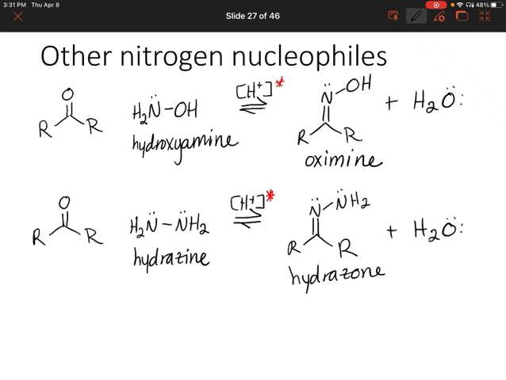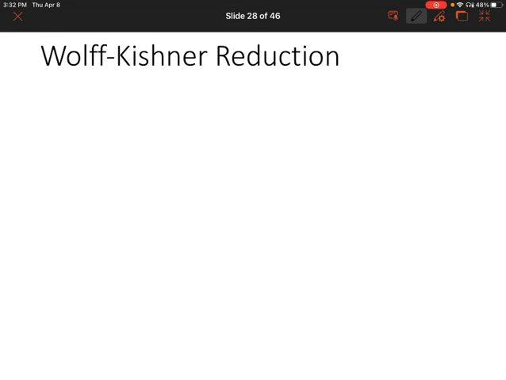So hydrazone is very flammable, so you have to be careful with this. Okay, now one really cool thing about that hydrazone or the imine that we formed there, we can actually easily reduce it. So that reduction is called a Wolff-Kishner reduction.